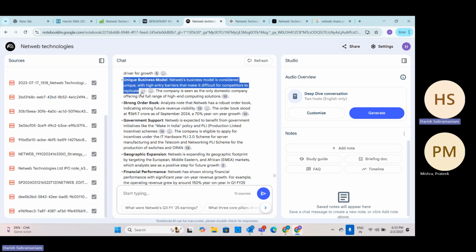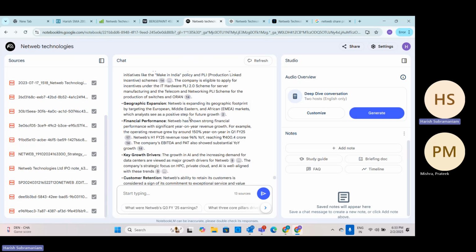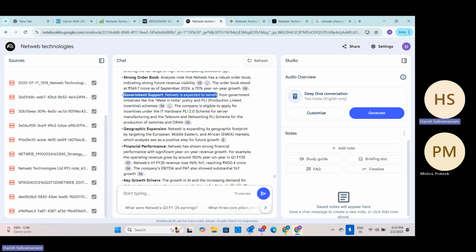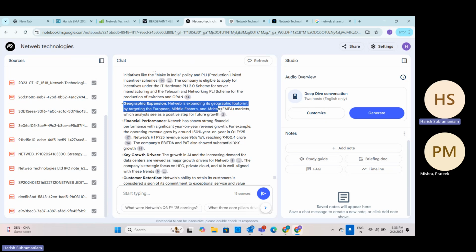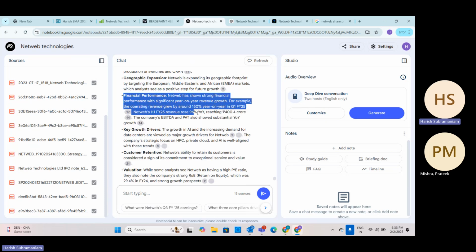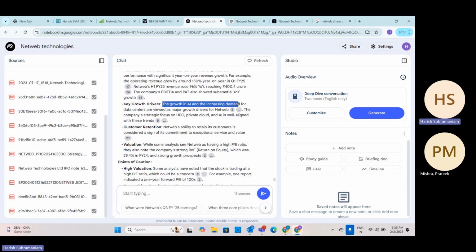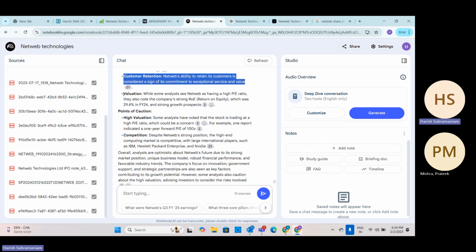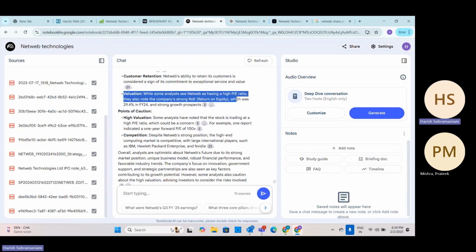Not everyone can start making high-end computers. Very difficult to replicate. Strong order book. It has a lot of orders that are pending that it has to fulfill. Has good government support from the Make in India policy. Right. It is expanding geographically. We've already seen that. Strong financial performance. The growth in AI and increasing demand for data centers are viewed as major growth drivers. Then there is very good customer retention that the company has. And then the company has a good, strong ROE.